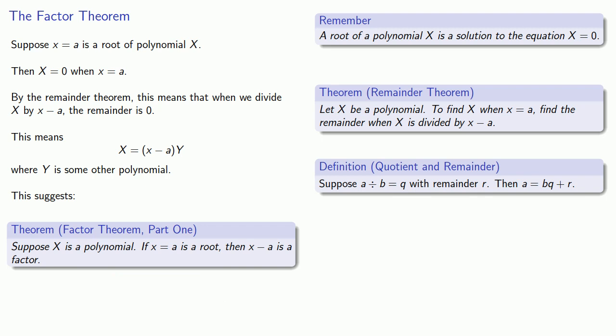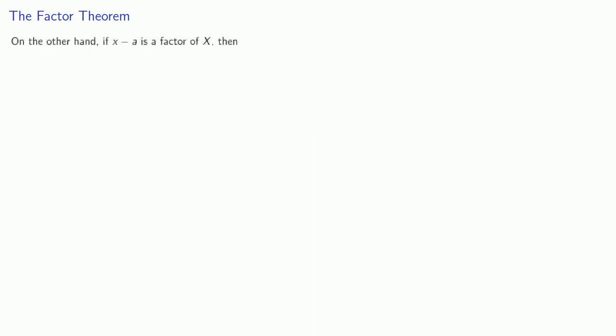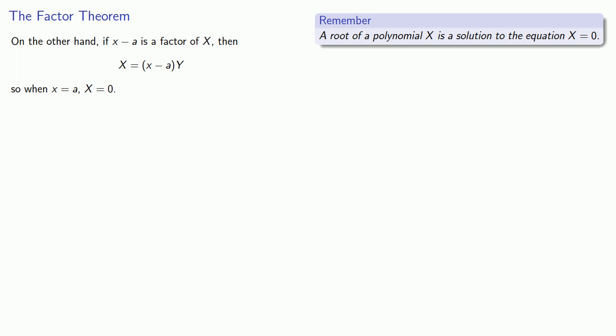But wait, there's more. Mathematicians like to turn things around. And so in this case, we know that if we have a root, then we have a factor. Well, suppose we have a factor. So suppose that x minus a is a factor of capital X. Well, then we know that capital X must be x minus a times something. So that tells us when lowercase x equals a, capital X must be equal to 0 times something, otherwise known as 0. But remember, a root of a polynomial is a solution to the equation polynomial equals 0. So this means that x equals a is a root.